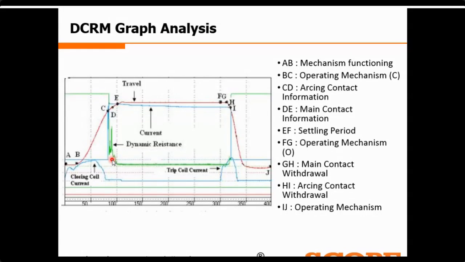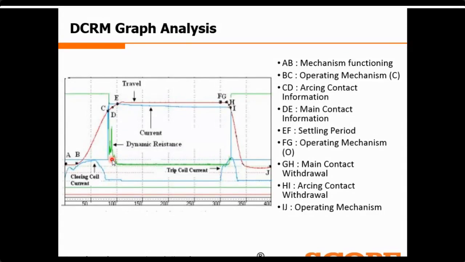With the help of this graph, we can measure the contact gap, arcing contact tip length, contact wipe, and whatever Aritra explained. We can see the mechanism functioning, we can operate it, and we can check it. So particularly, DCRM graph analysis can measure each and every parameter about the mechanism and about the contact travels.